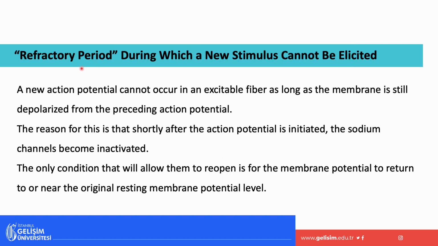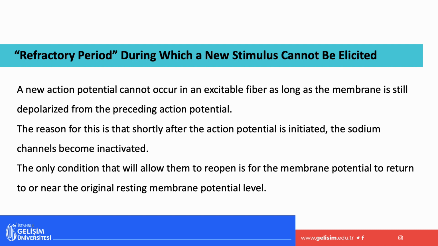All right, so for the refractory period, the refractory period is a brief period of time after an action potential is generated during which the neuron is unable to generate another action potential. Now there are two types of refractory periods: the absolute refractory period and the relative refractory period. The absolute refractory period occurs immediately after an action potential is generated and lasts for a few milliseconds. During this period, the voltage-gated sodium channels in the axon membrane are inactivated and cannot be reopened, no matter how strong the stimulus is.